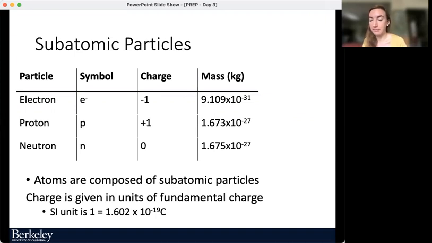Yeah. Will we ever have to memorize the mass or the exact charge, like the 1.602 times 10 to the negative 19 coulombs? I have never had to memorize it. Okay, thank you. Yeah, that's the kind of thing that would be given to you on a test.